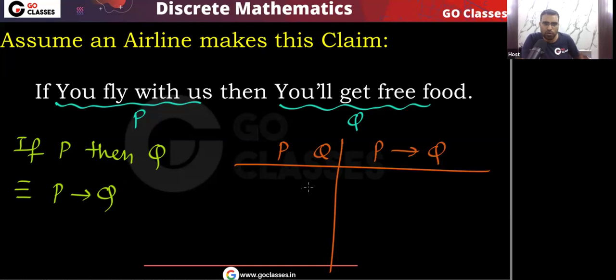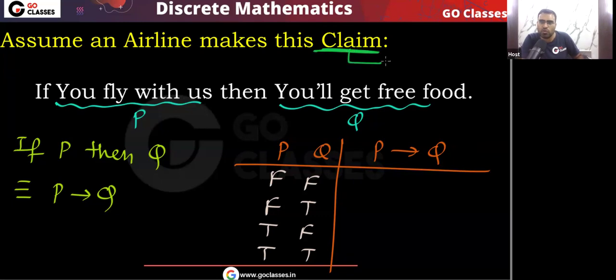You can see there are 4 truth value combinations. Maybe both P and Q are false. Maybe P is false, Q is true. Maybe P is true, Q is false. Maybe both are true. So these are the 4 truth value combinations. Now you tell me, this P implies Q, when will this be false? This claim is P implies Q. Tell me when the claim will be false.